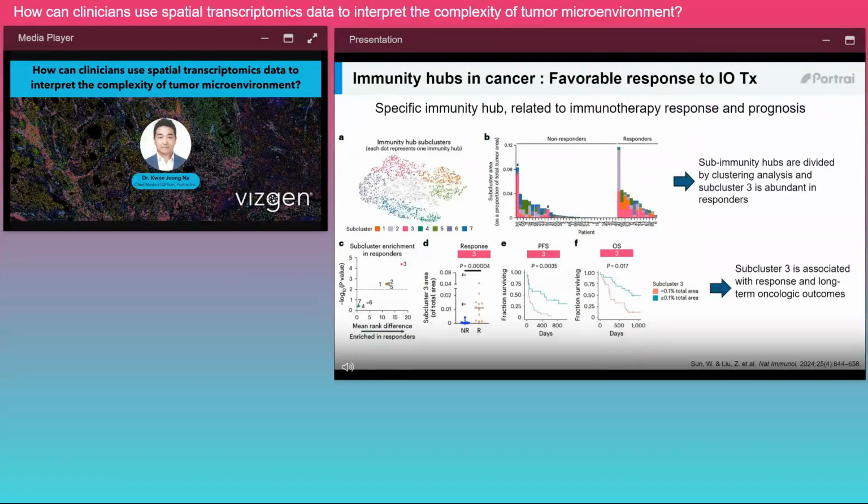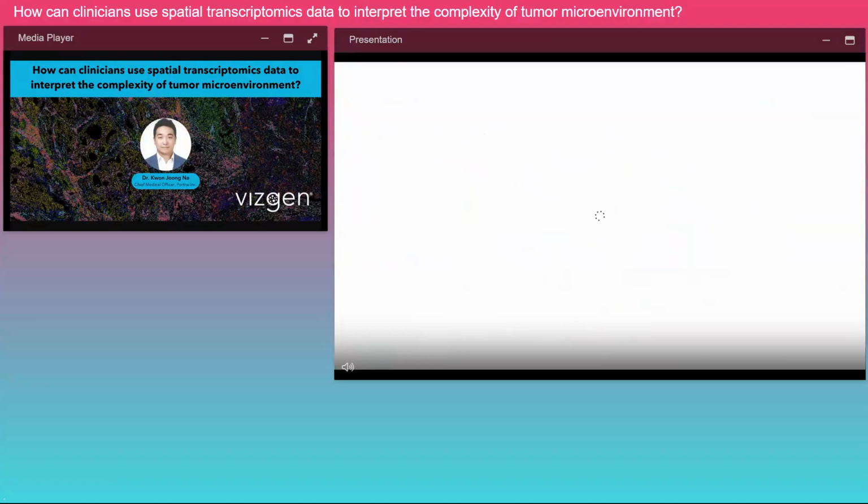In their previous research on colon cancer, they identified immunity hubs related to clinical outcomes. They applied similar concepts to lung cancer and identified a sub-immunity hub that was abundant in responder samples. They also revealed that patients with this sub-immunity hub had a good response to immunotherapy, with better overall and progression-free survival. Therefore, they conducted a deep analysis of this subcluster using MERSCOPE technology.